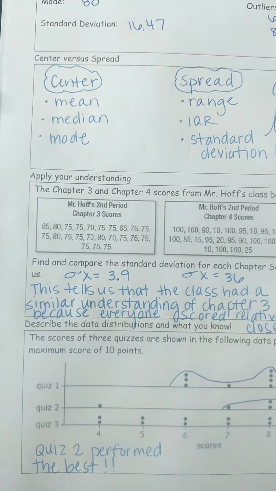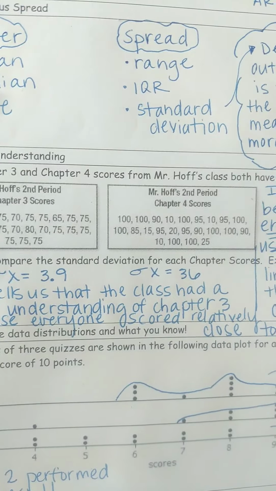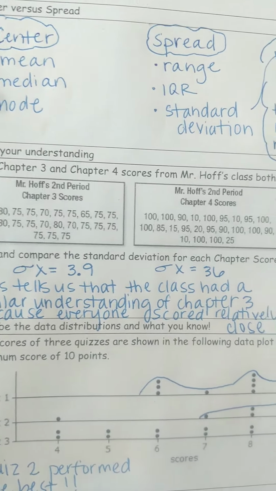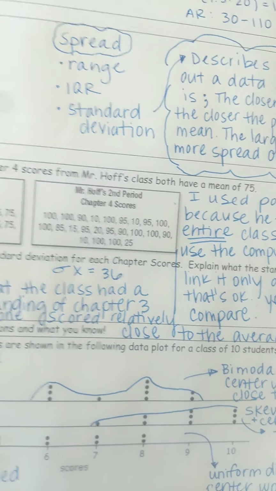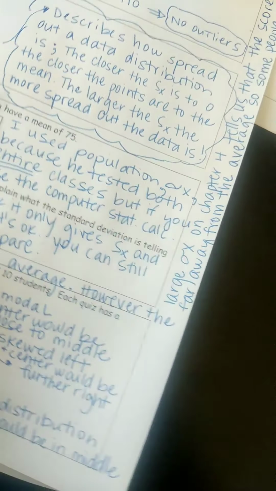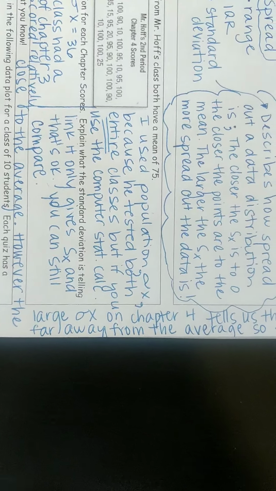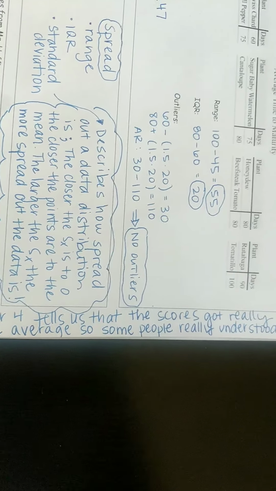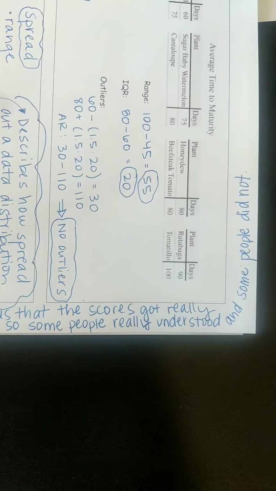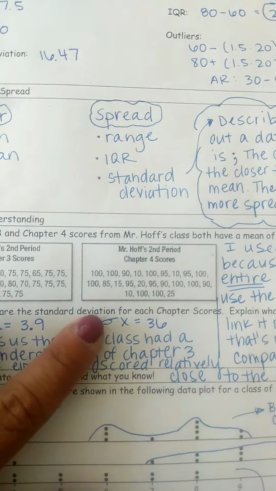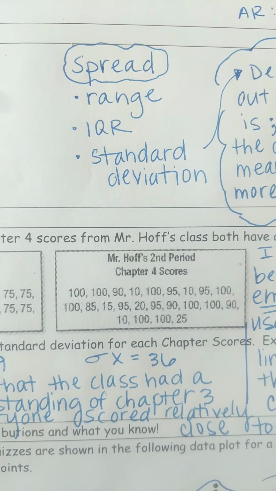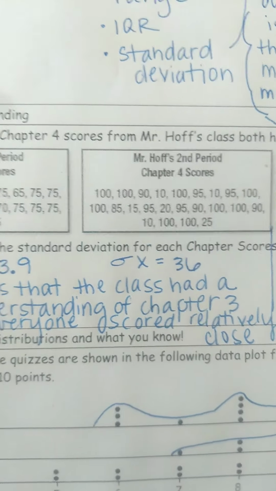So when I go ahead and explain what that means, I say, this tells us that the class had a similar understanding of Chapter 3, that first group, because everyone scored relatively close to the average. So everyone was pretty close on this test. However, the large standard deviation on Chapter 4 tells us that the scores got really far away from the average, so some people really understood and some people did not, which is evident when you actually look at the scores. Some people got 10, some people got 100s. It wasn't clustered around that average anymore. There was a big gap in that data, which is why that standard deviation is much bigger.